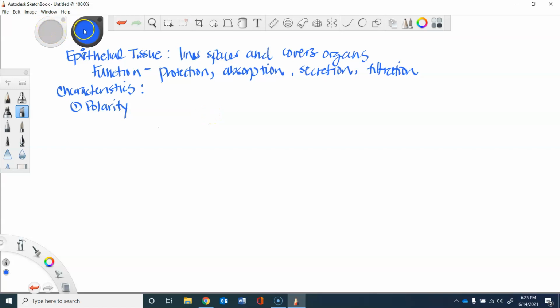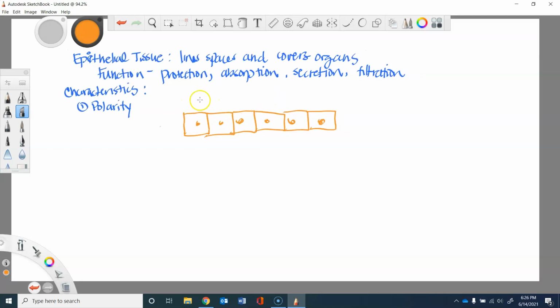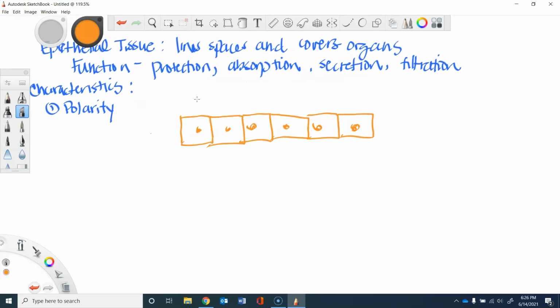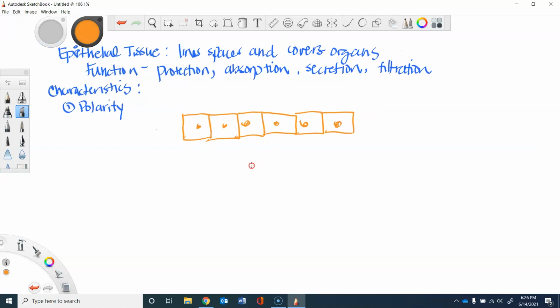So if we have an epithelial tissue, so I'm just going to make a tissue here. Got cells, nuclei, and all that. Okay. So an epithelial tissue has two surfaces. The first surface is called the apical surface. So that's this surface over here. And the apical surface is the free surface.